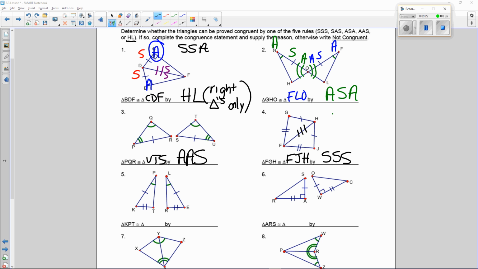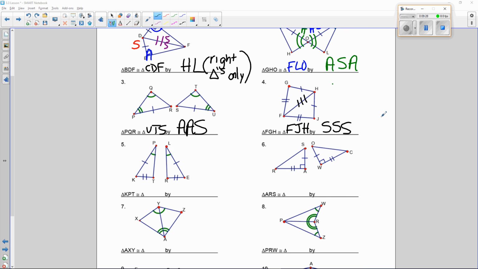So there's the answers to the first 4. Check those, then we'll look at number 5 together. So number 5, you first should recognize there's nothing else you can mark in these triangles. But they do have an angle in common. They've got a side in common and another side in common.